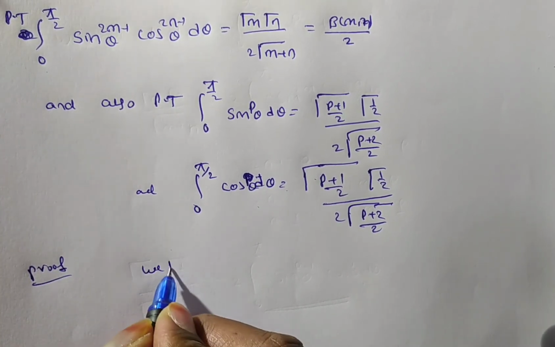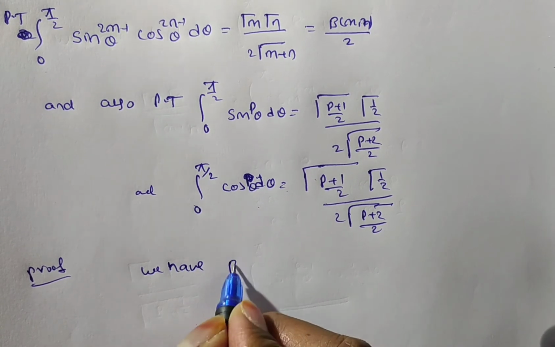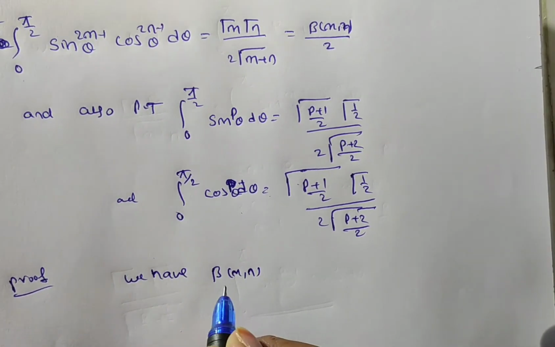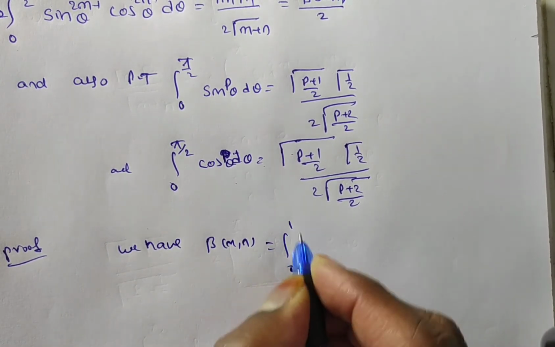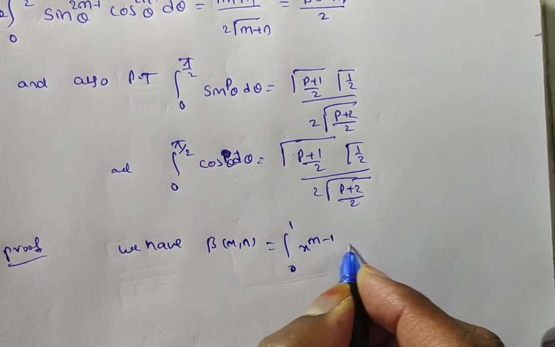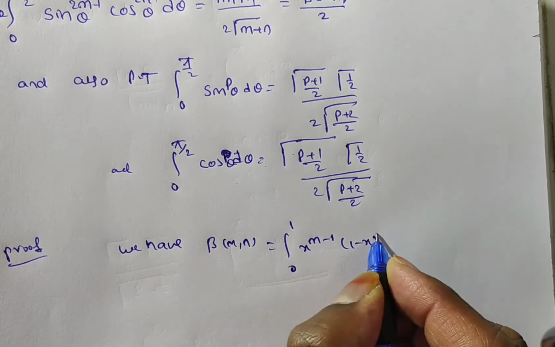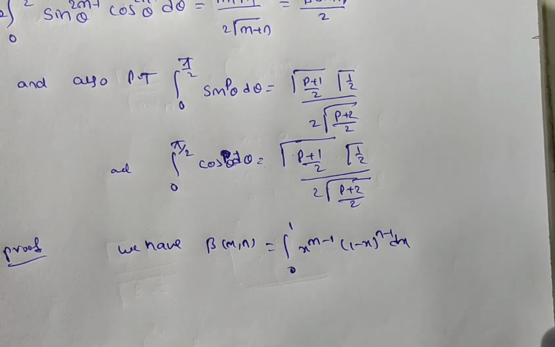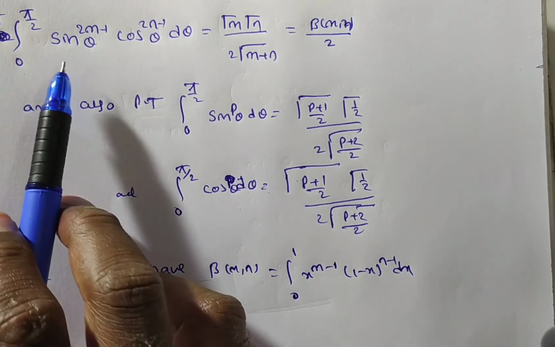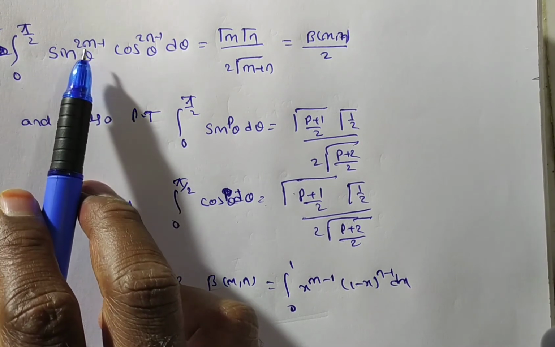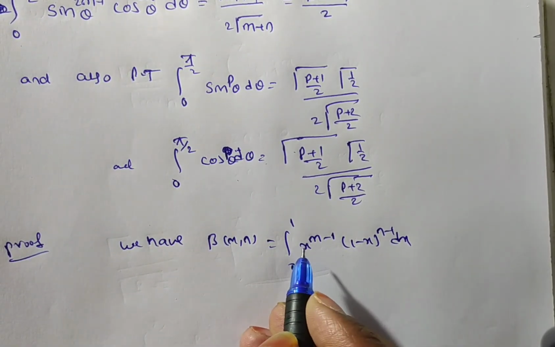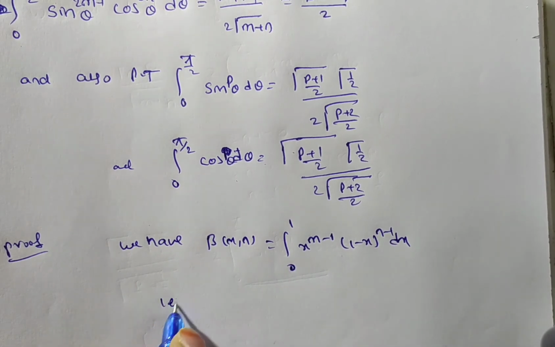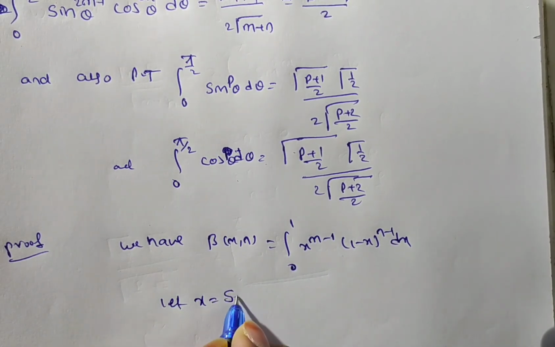we have the definition of the beta function, beta of m comma n. Tell me, what is the definition of beta of m comma n? We have the integral from 0 to 1 of x to the power of m minus 1 into 1 minus x to the power of n minus 1 dx. Yes or no? But here we have to prove it in terms of sine and cosine. That too, sine power how much? 2m minus 1. So here you require an x squared type. So let x is equal to sine square theta.